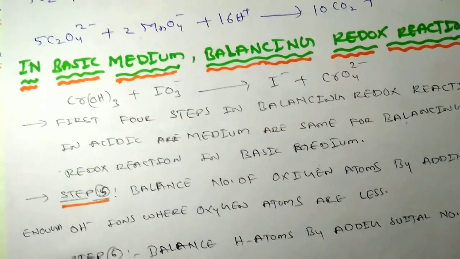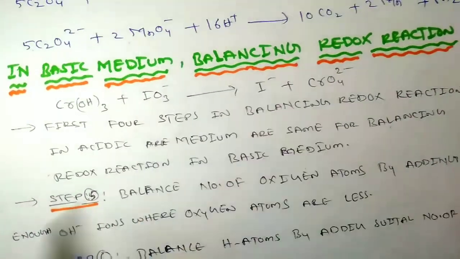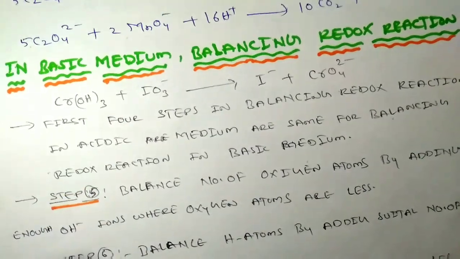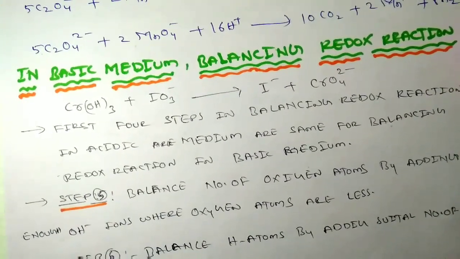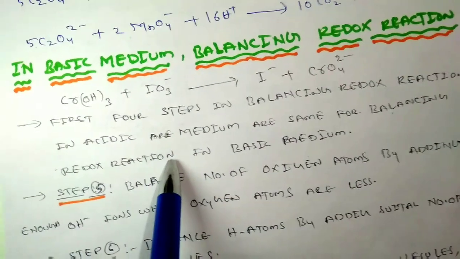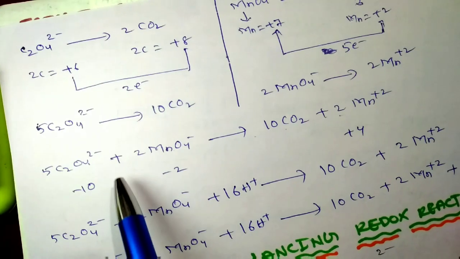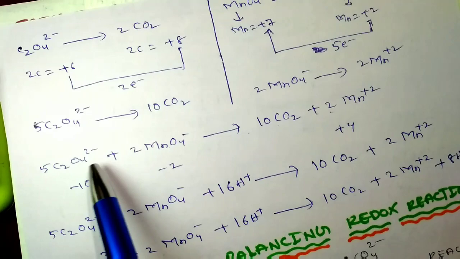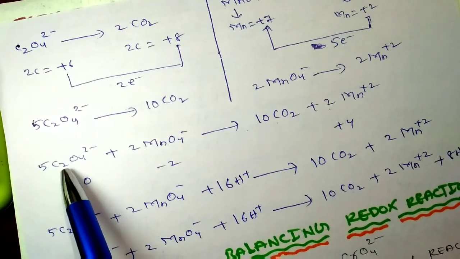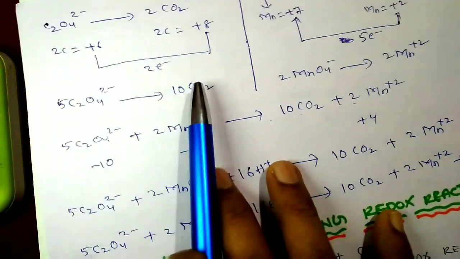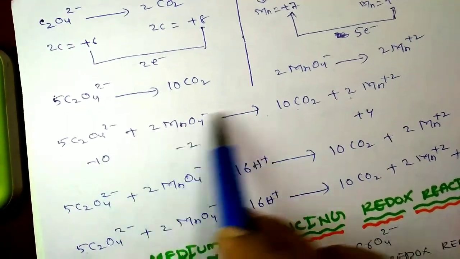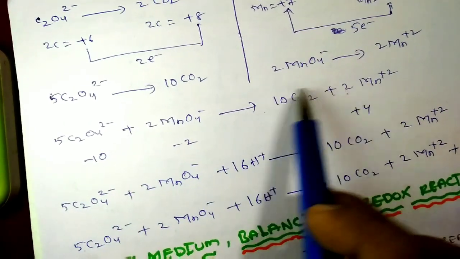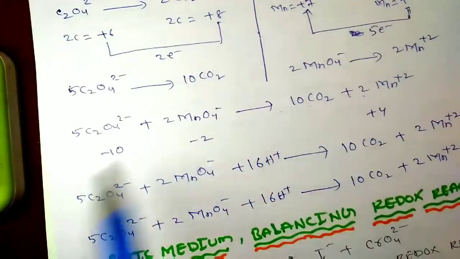The first 4 steps are the same for acidic medium and basic medium. However you balanced the redox reaction in acidic medium, in the same manner we have to balance here also up to 4 steps. So the fourth step is this. Till here, we have balanced the number of elements whose oxidation numbers are changed, and the number of electrons is also balanced in this step. So up to here it is common in basic medium.